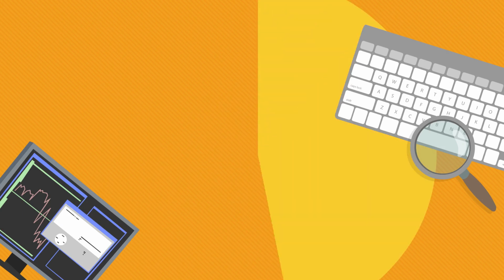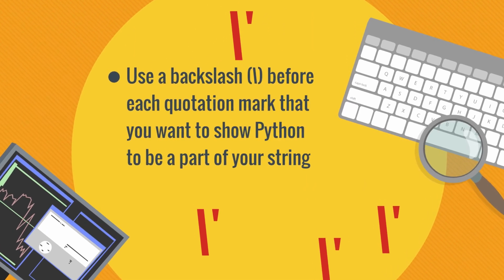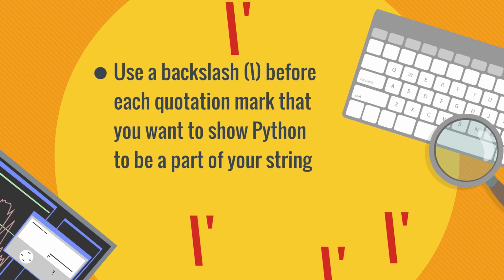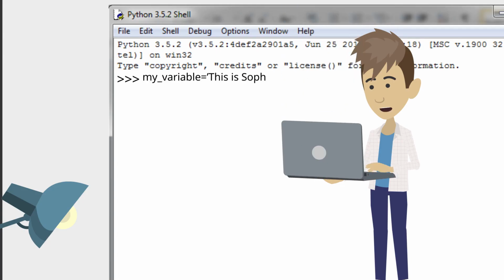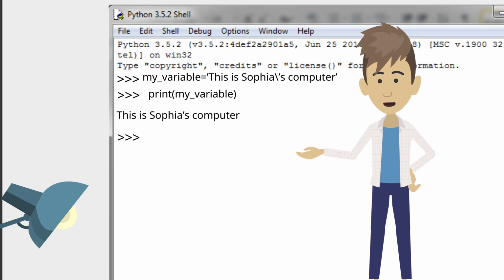The solution to this problem is to use a backslash before each quotation mark that you want to show Python to be part of your string. Let me just correct your code for you. See? Now it gives no error. So if I press the return key, I get there.